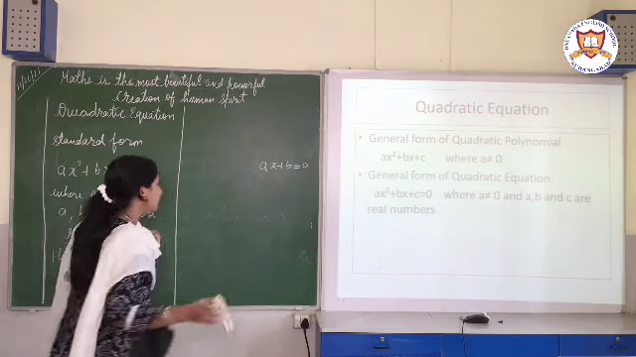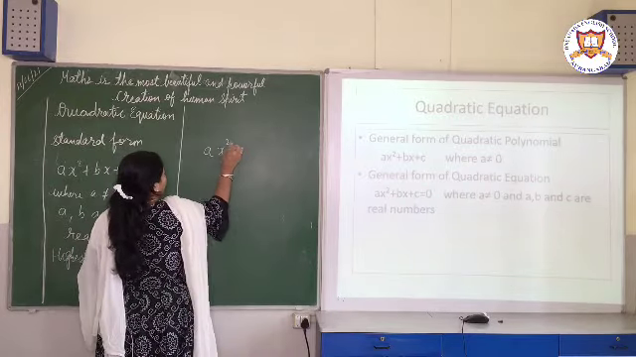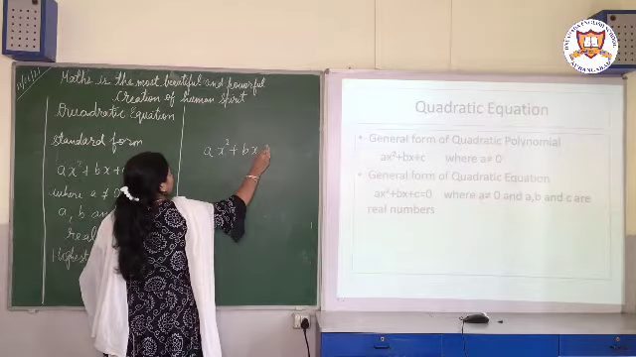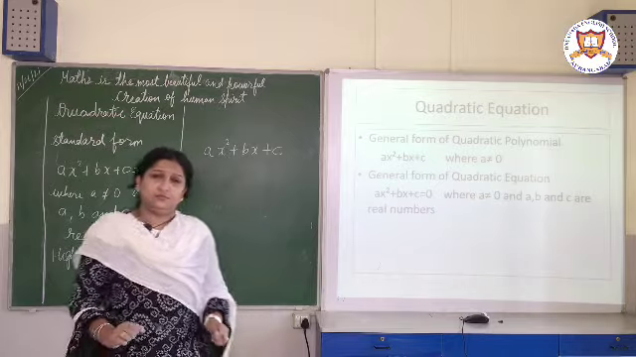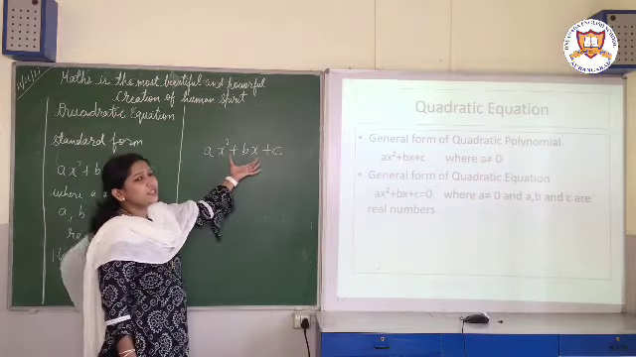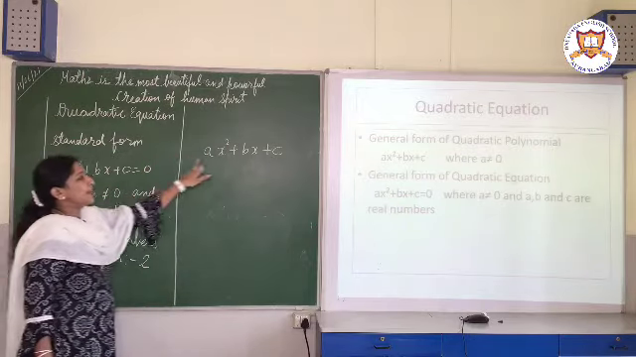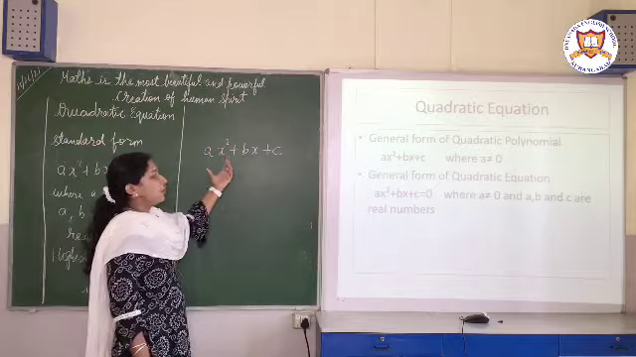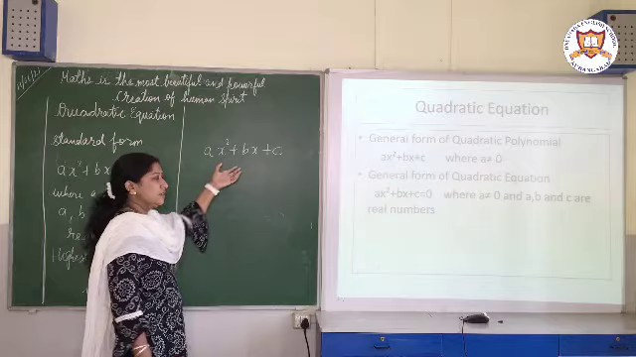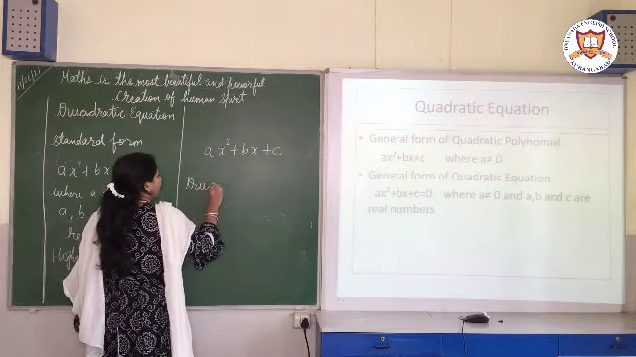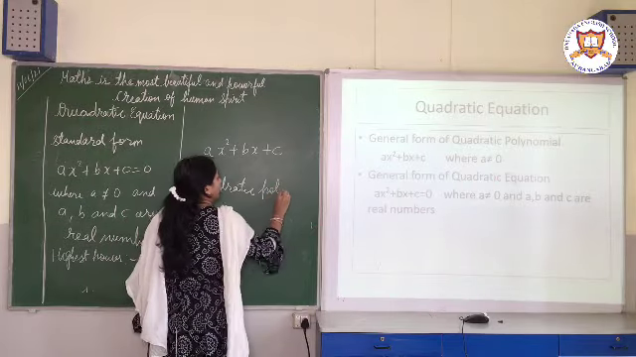Now students, one thing I would like to discuss with you here, that if I write it like this, ax square plus bx plus c, can we say that it is a quadratic equation? No. Why no? Because here the equal to sign is not involved and we are not getting LHS and RHS. Then what is this form of? This is called quadratic polynomials.